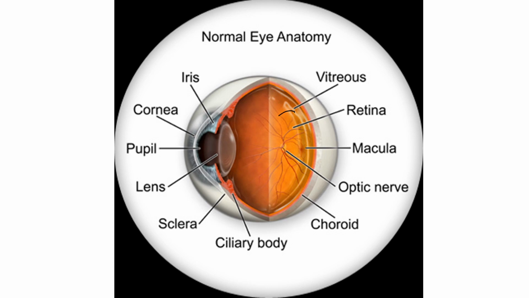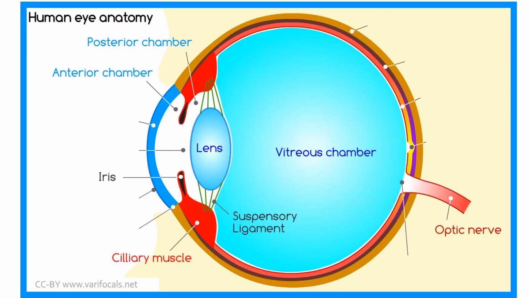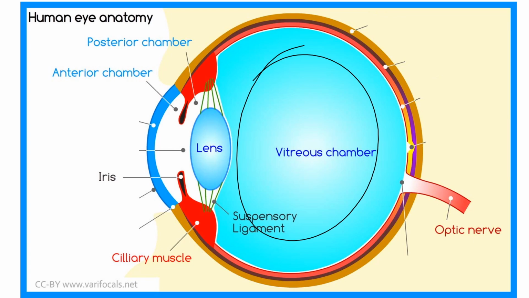At the very back of the eye, we have the retina. This is what senses light and creates electrical impulses and sends them through the optic nerve, which allows us to see. The eye also consists of three chambers: the anterior chamber, which is the region between the cornea and iris, the posterior chamber, or the region between the iris and lens, and the vitreous chamber, which is located in the back of the eye and contains vitreous fluid.